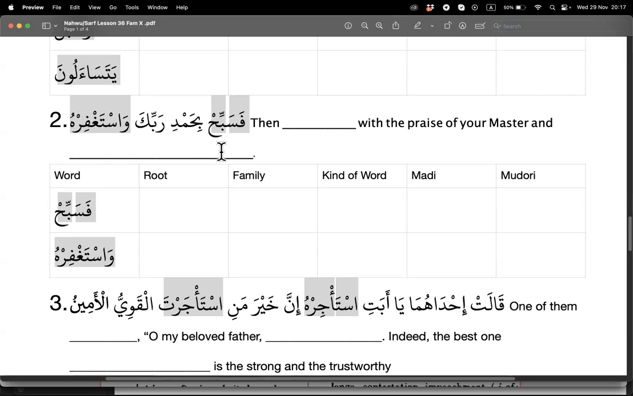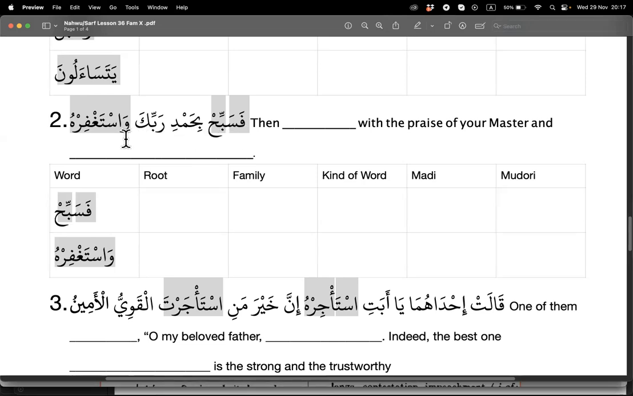Fasabbih. This one fi'il amar. Very good. Amar anta. Very good. Bihamdi jar majrur mutalik to fi'il sabbih. Yes. Rabbika, mudaf, ka is mudaf ilayhi. Okay. So you're saying Rabbi is mudaf, ka is mudaf ilayhi? Yes. Rabbi itself is what status? Rabbi is jar because of the bihamdi. Why? Mudaf. Yes, mudaf. Correct. So the whole thing is muta'alliq. Good.